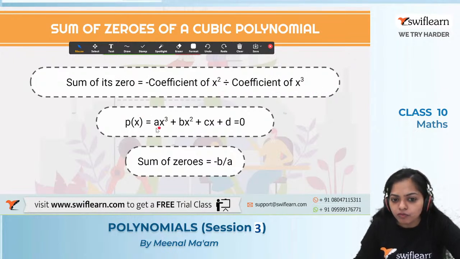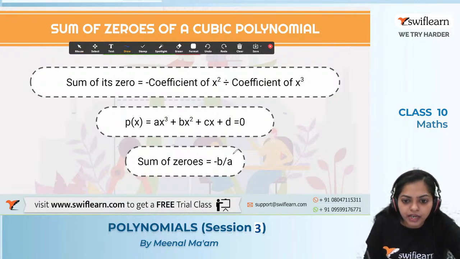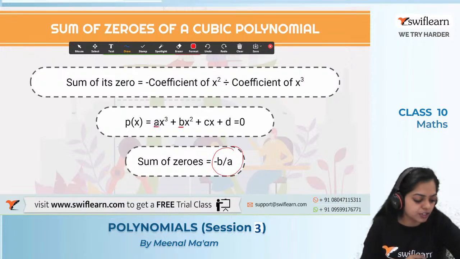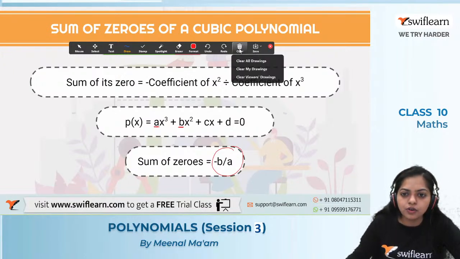Here the general form for the cubic equation is ax cube plus bx square plus cx plus d. Got it? So here the sum will be equal to minus b by a. Got it? The sum will be minus b by a, where b is the coefficient of x square and a is the coefficient of x cube. Got it? Okay, if you got this thing, let's have a look over the next slide.